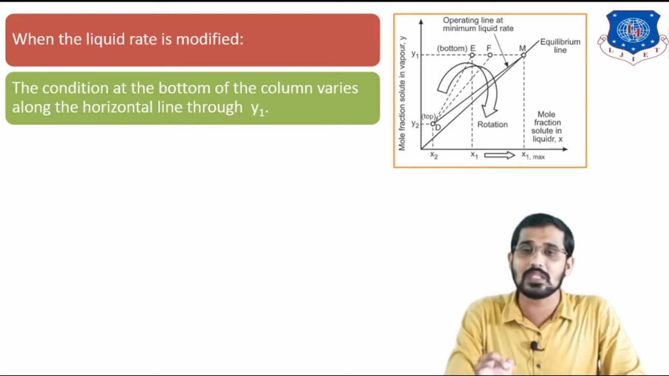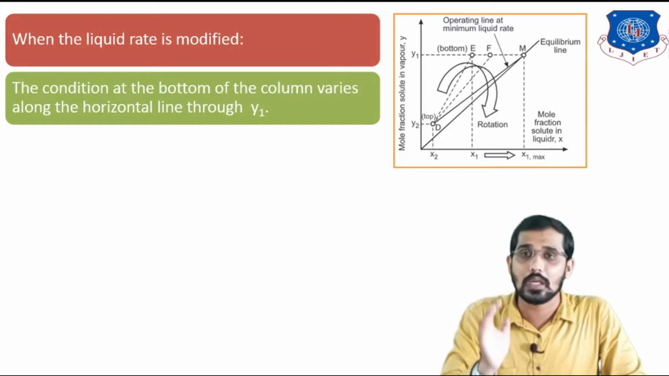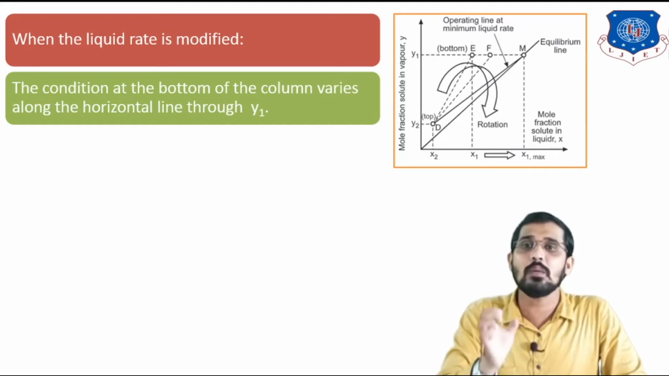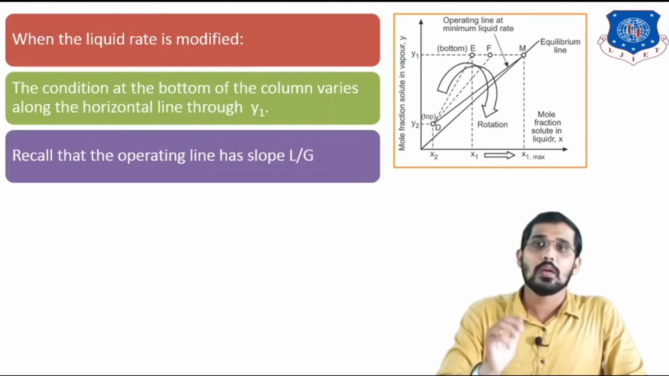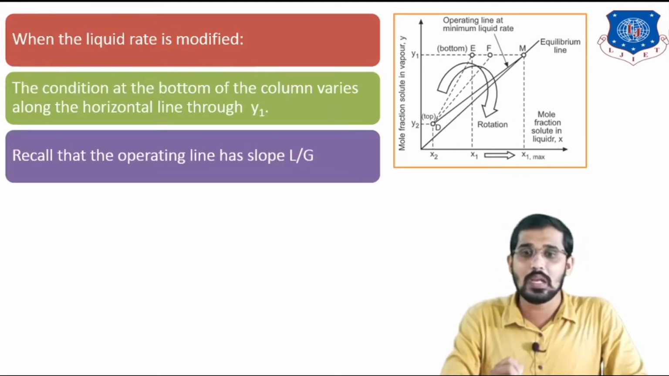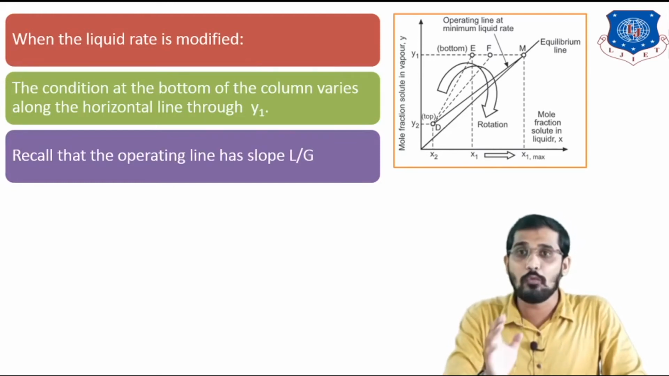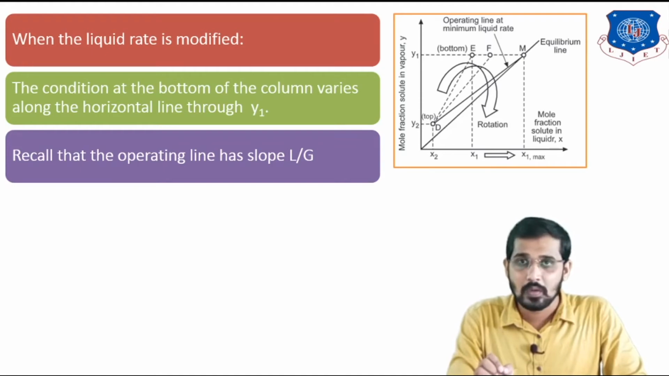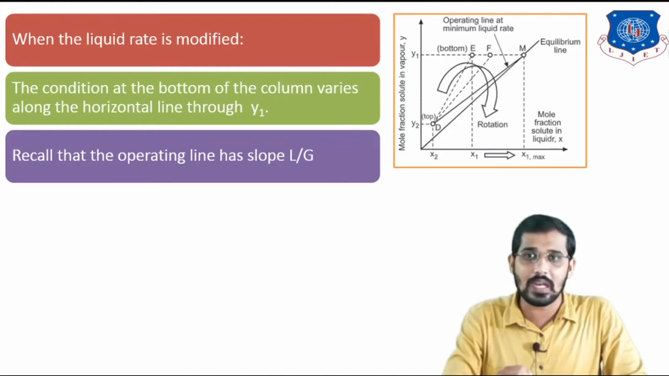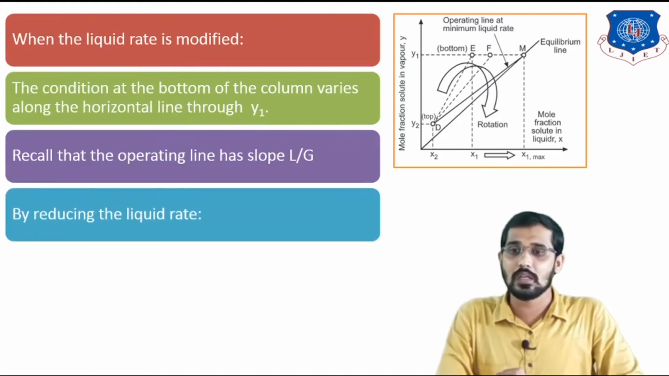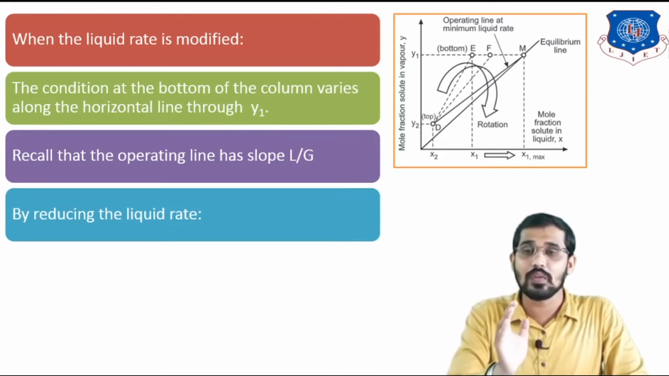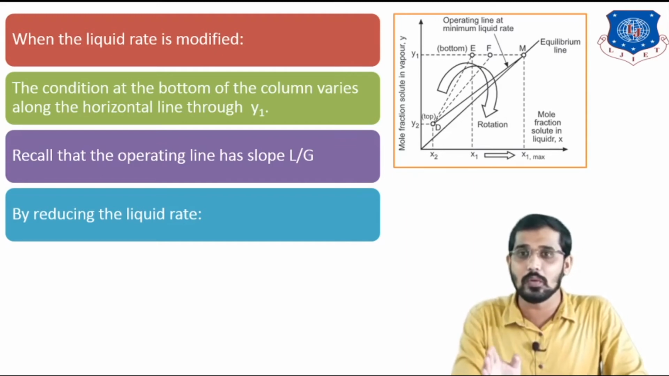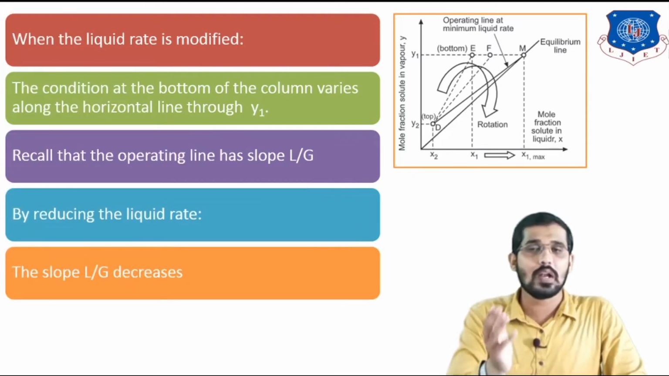L minimum means the minimum liquid flow rate required to extract the maximum amount of the solute from the gaseous mixture. So you can see here, recall the operating line has the slope L by G. I told you the operating line slope is nothing but L by G, and the slope of the equilibrium line is M. The slope of the operating line is capital L by capital G. So by reducing the liquid flow rate, now we are reducing the capital L value, and you can see the slope ultimately decreases.